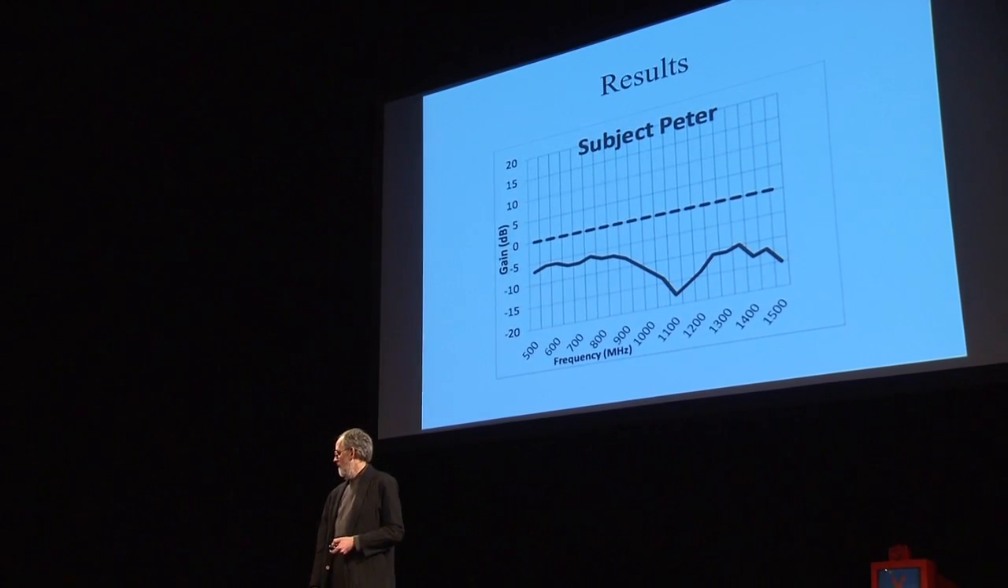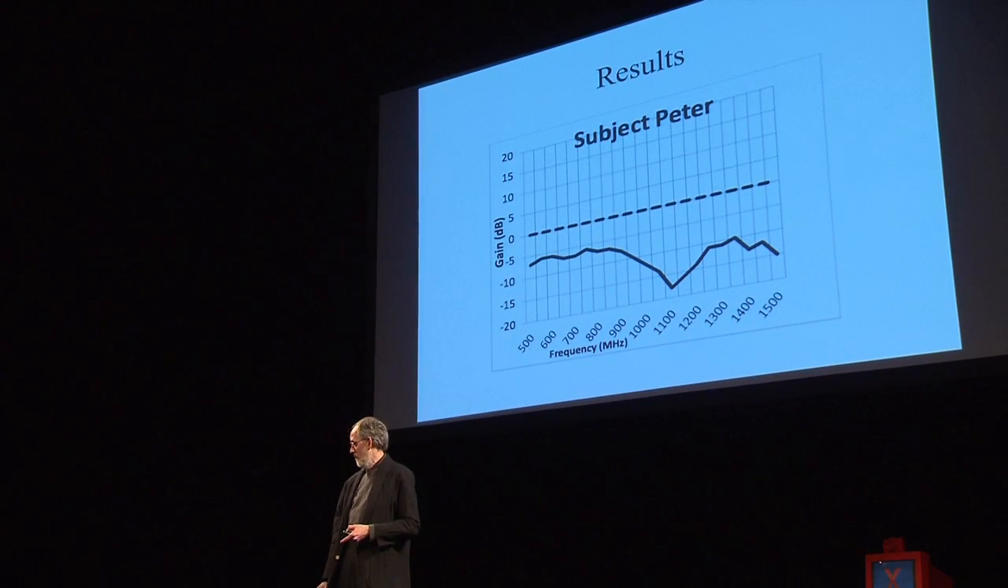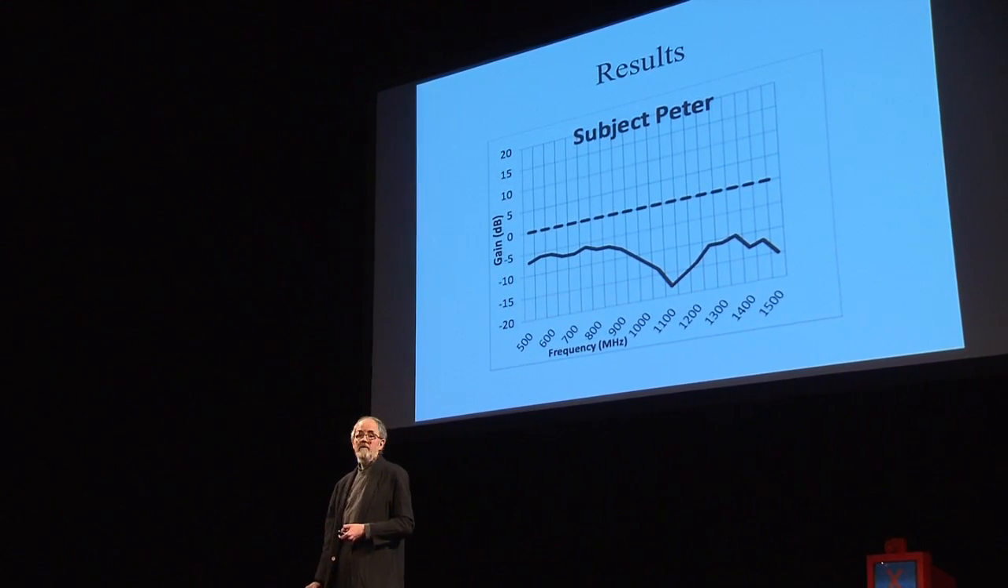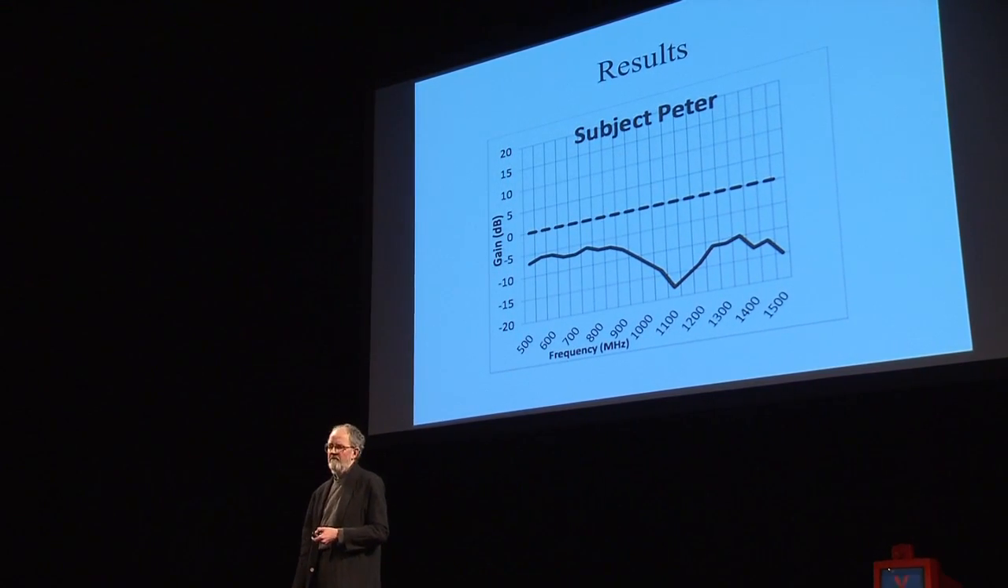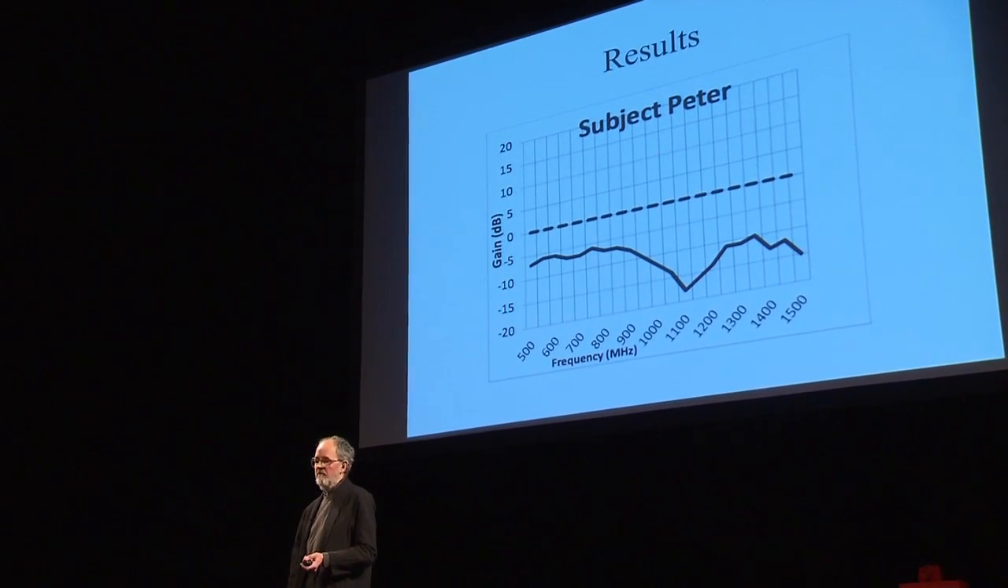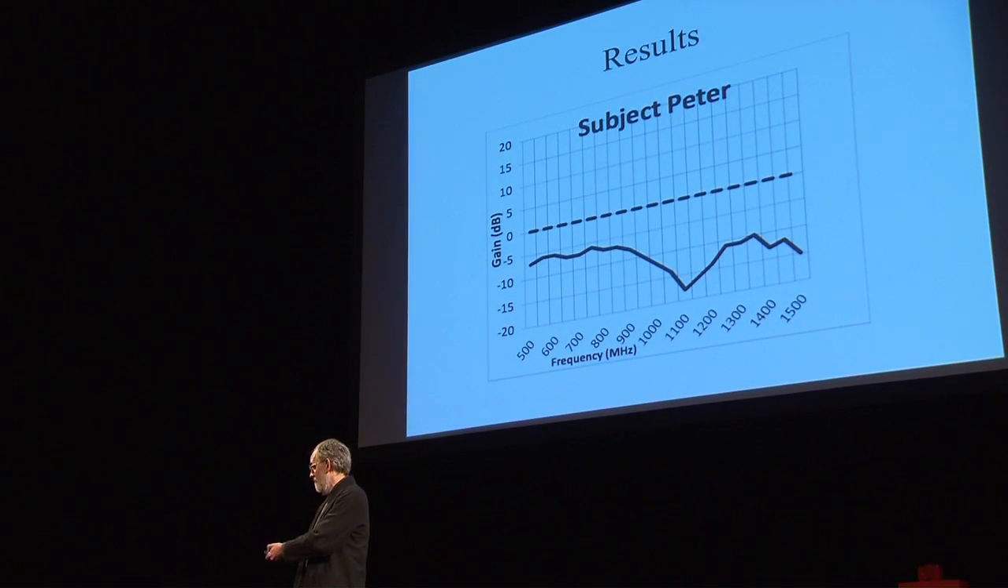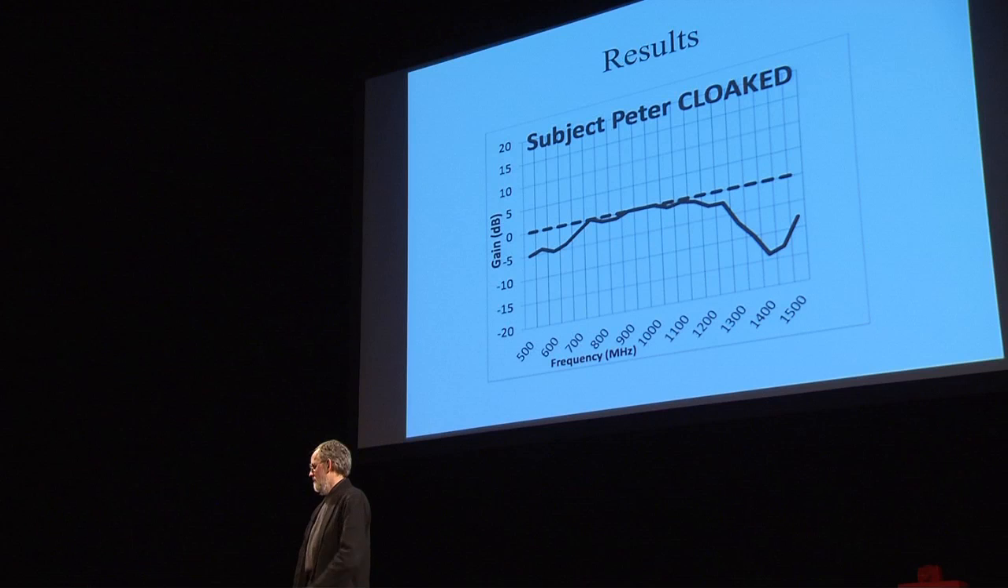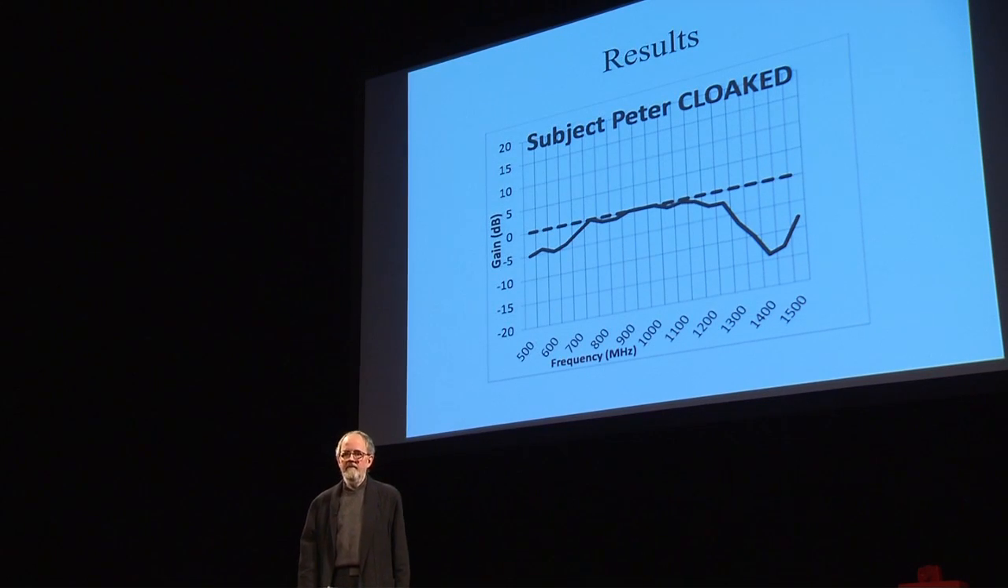This is Peter's image without the cloak. You see he absorbs a whole lot of microwaves. He would appear, not absorbs, he scatters a whole lot of microwaves. He would appear nice and bright on a radar scope. This is Peter cloaked. Between 750 and 1200 megahertz, he's microwave invisible.